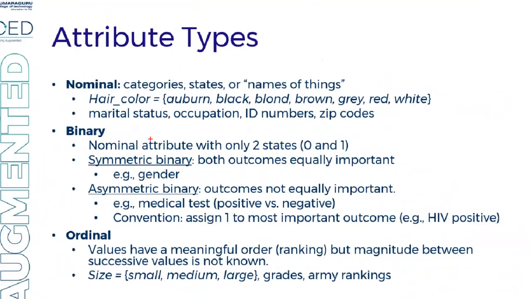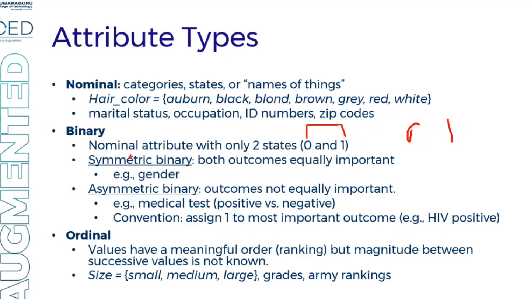The second one is the binary attribute. A binary attribute contains two values, zeros and ones. Binary means 0 and 1. 0 stands for no, 1 stands for yes. 0 stands for false, 1 stands for true. 0 stands for negative, 1 stands for positive. So these attributes contain only two values, zeros and ones.